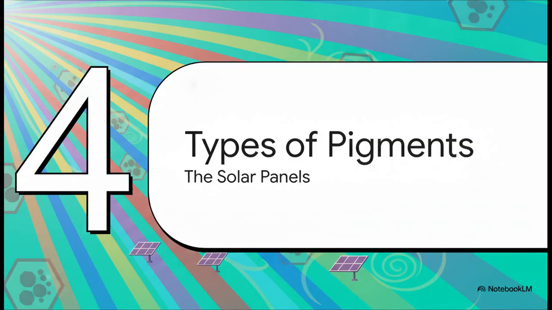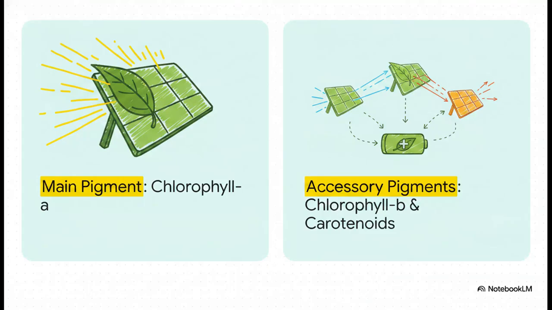Let's move to section 4, types of pigments, the solar panels. Now what's really interesting here is how we define these chemical compounds. Pigments simply वो substances हैं जो visible light को absorb करते हैं, just like our factory's solar panels. We have our main pigment, which is chlorophyll A. ये सबसे ज़रूरी solar panel है जो light energy को convert करने का main काम करता है.